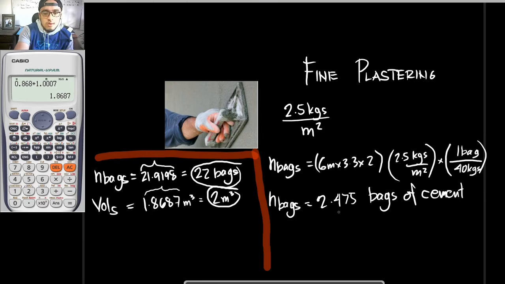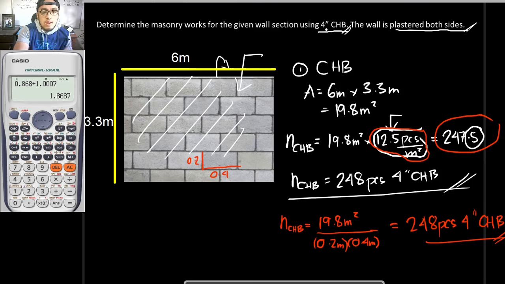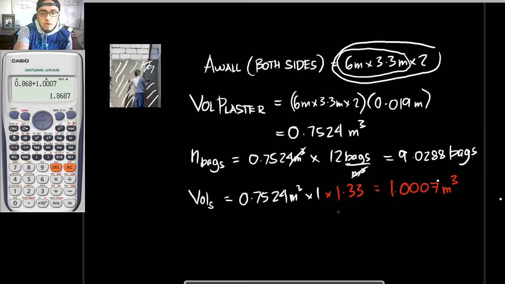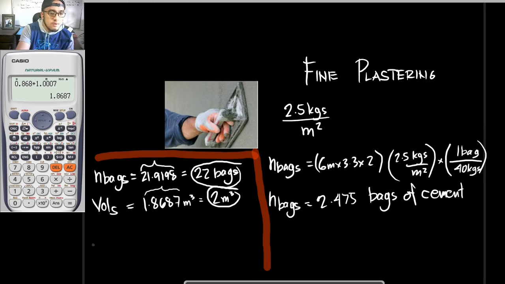So, what else? We already have the volume of sand and the number of bags. Hindi natin nailagay yung CHB. So, 4 inches CHB. So, that would be 248 pieces of 4 inches CHB.